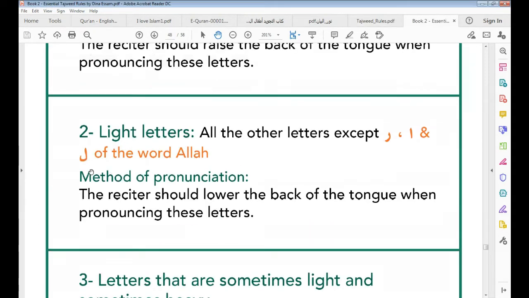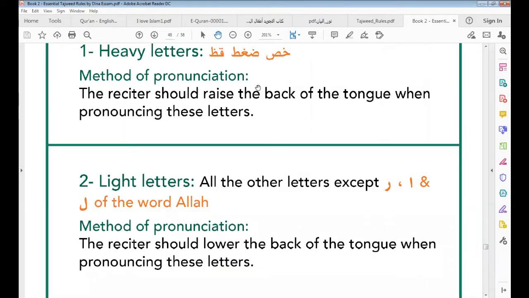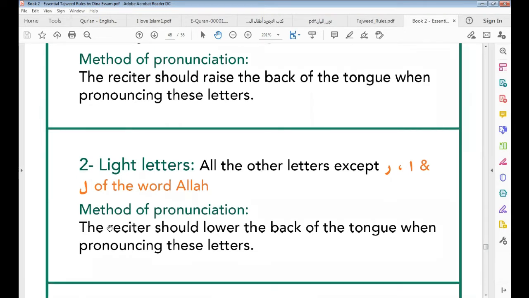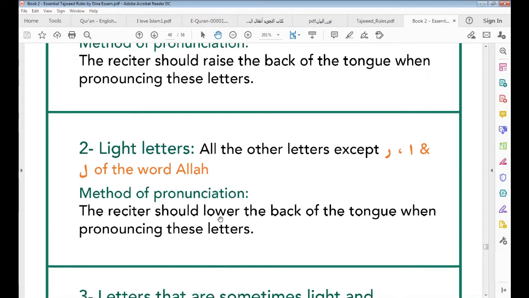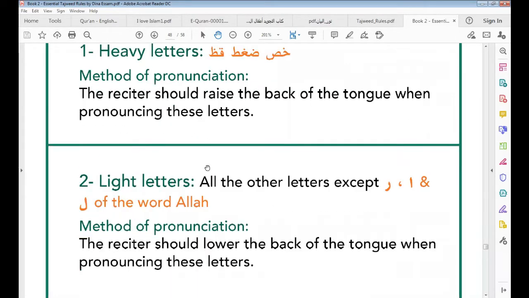Okay, how does the reciter pronounce the light letters? We should lower our tongue, the back of our tongue, when we pronounce these letters. So when we say the heavy letter, we raise the back of the tongue. In the light letter, the back of the tongue goes down or becomes lower. This is the difference between the heavy and the light letters and how we apply them.